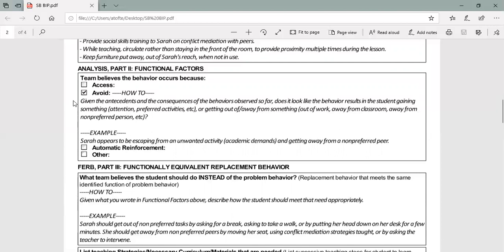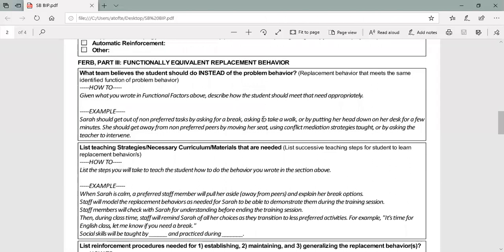But in the case of a kid's trying to get out of work, yeah, there's an appropriate way to do that. You can ask me for a break or a different task. In the case of they're trying to access preferred tangibles, like a student is acting out because you denied access to iPad, for example, yeah, there's an appropriate way they can get access to iPad at school. So for most behaviors we run into, there is going to be a FERB, a functionally equivalent replacement behavior. But sometimes it's just going to be a replacement behavior, and that's okay. So here she's going to ask for a break. What about getting away from the peer? Because we said that was part of the maintaining factors too. Well, she can ask to move her seat.